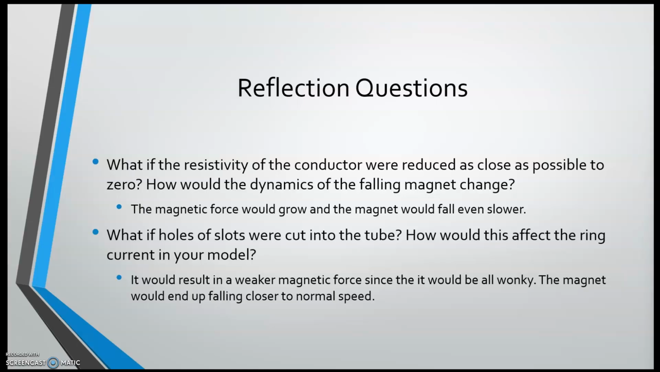The reflection questions. What if the resistivity of the conductor were reduced as close as possible to zero? And how would that change the dynamics of the falling magnet? Well, the magnetic force would grow and the magnet would fall even slower.